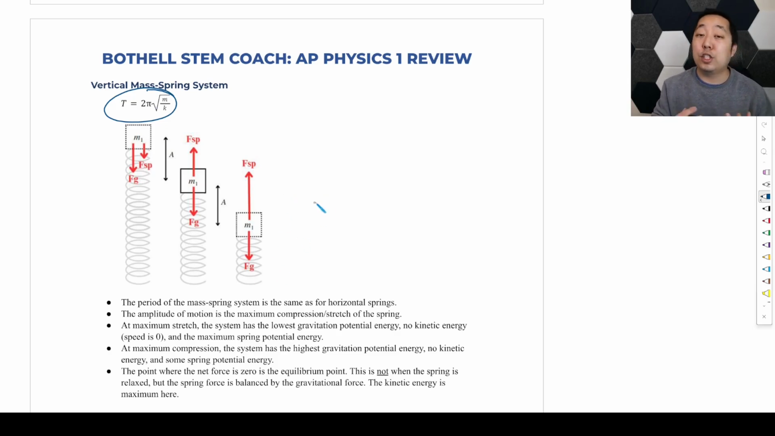Now, this one, you're exchanging between three forms of energy because there's the spring, there's a change in height, so there's gravitational potential energy, and then there's kinetic energy. So it's a little bit trickier to talk about something like that.